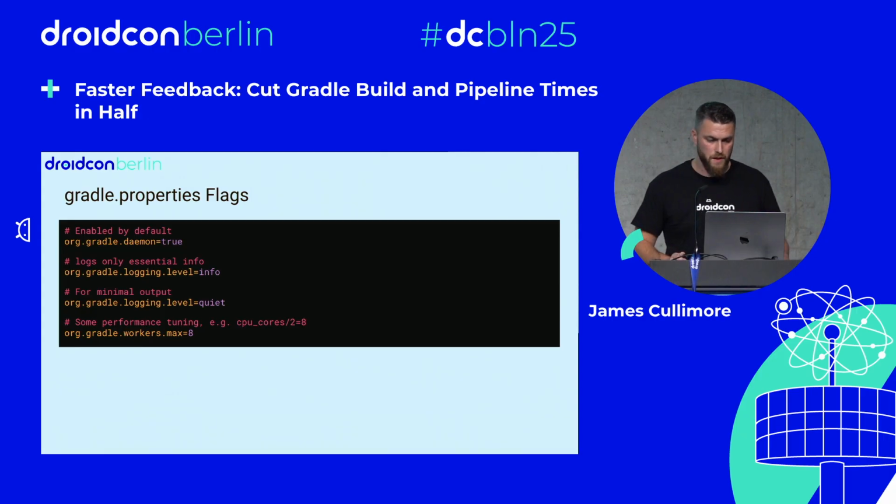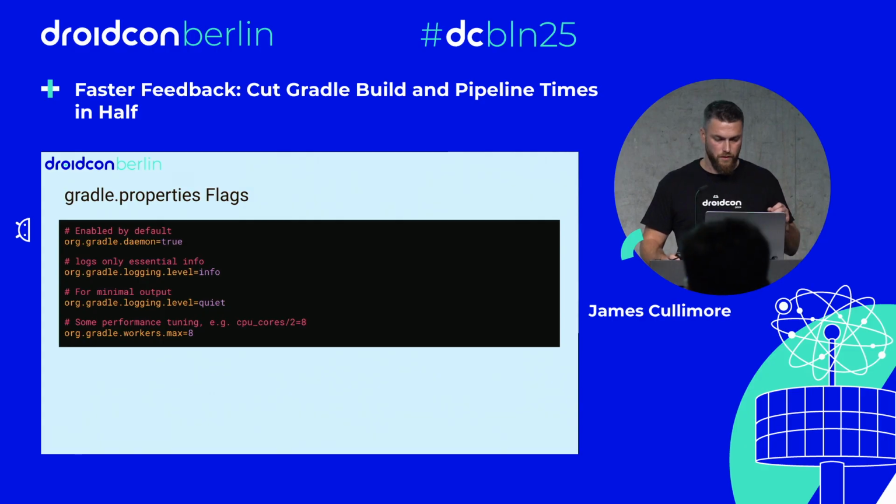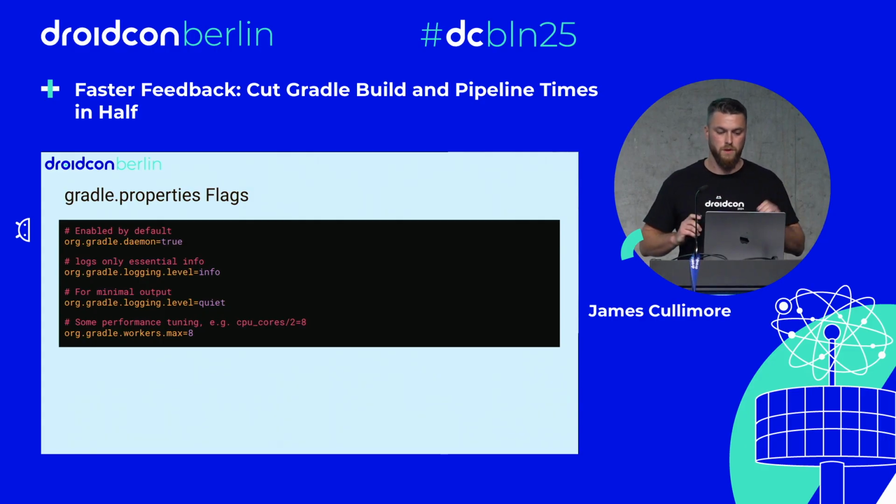Some other options that may help are as follows. Activating the Gradle daemon, which is active by default but might be set to false in some legacy projects for whatever reason. And Gradle by default logs everything. And while it's great for debugging, it also clutters your console and can slightly slow your build, especially on CI where writing logs to disk takes time.